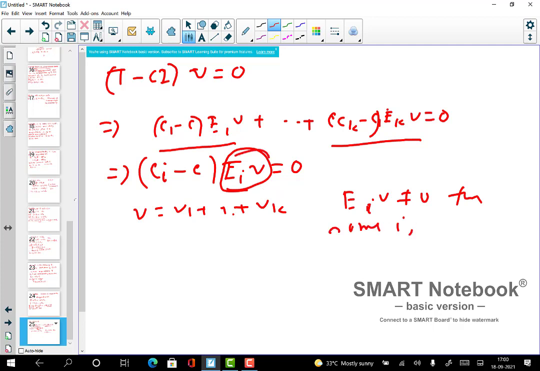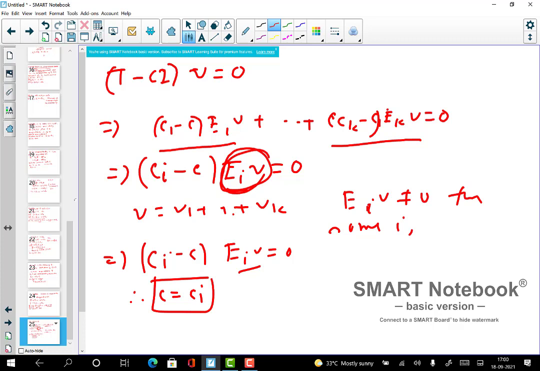And that will be the eigenvector corresponding to the eigenvalue ci, right? So that implies that (ci minus c) Ei of V is 0, with Ei of V non-zero, so this implies c equals ci. So what does that mean? That means if there is any other scalar which satisfies the property of being an eigenvalue, it has to be one of those ci's. So there is no other option. So the ci's are the eigenvalues, and these are the only eigenvalues. Okay.